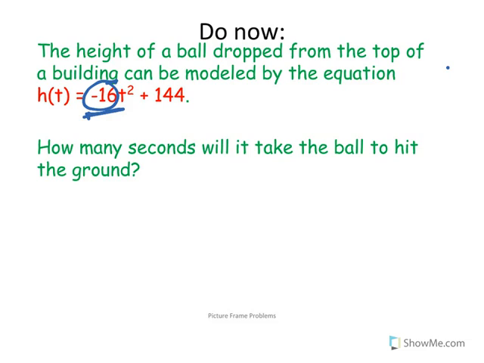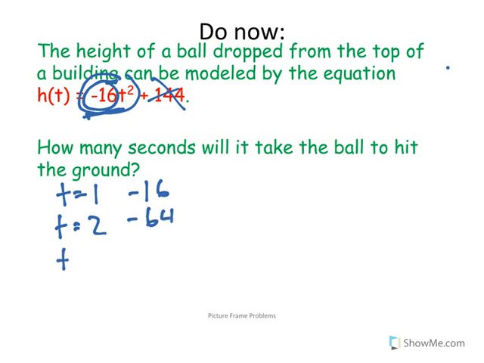So just forgetting about this part for now, just kind of as a sidebar here, right? So if t is equal to 1, negative 16t squared is negative 16. If t is equal to 2, negative 16t squared is negative 16 times 4 is negative 64. If t is equal to 3, it's negative 16 times 9, which is negative 144. And if t is equal to 4, it's negative 16 times 16 is negative 256.